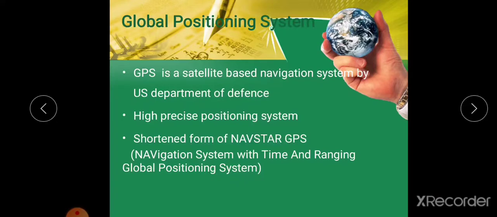Global Positioning System, or GPS. GPS is a satellite based navigation system developed by the US Department of Defense. It is a high precision positioning system, that is, by using this GPS technology we can precisely find out the location characteristics of any object. And the shortened form of Navstar GPS is GPS, or global positioning system, where Navstar means navigation system with time and ranging.